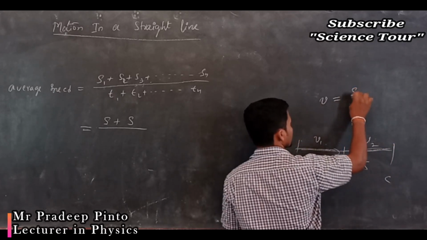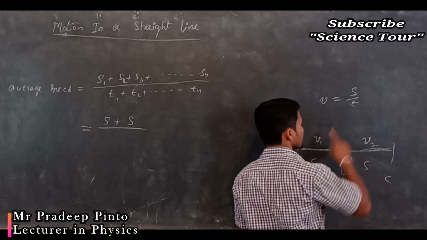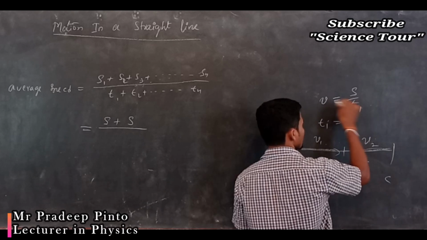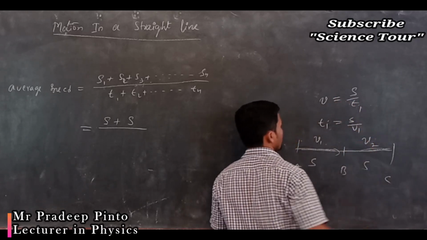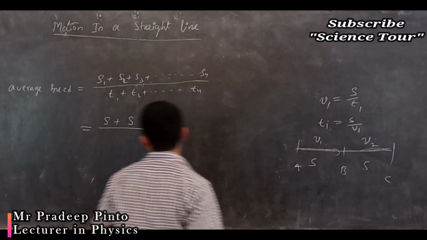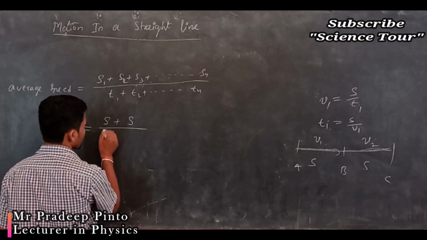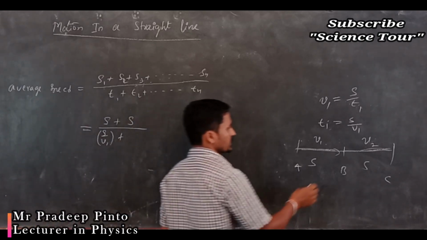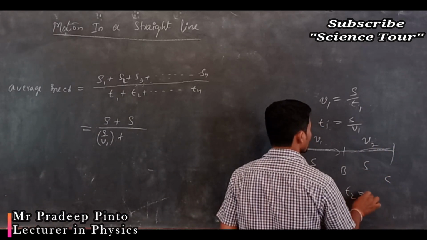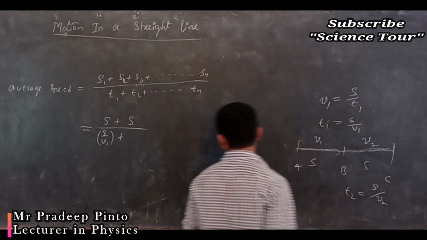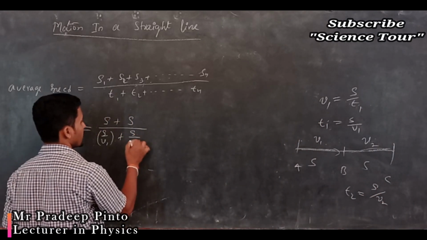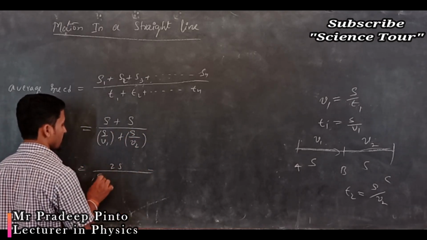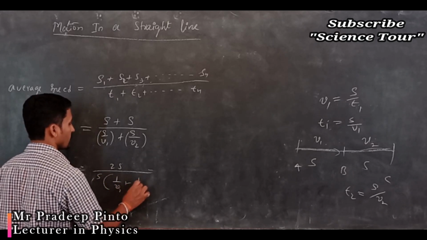Now V means displacement by time. The first distance goes with the first time, so T1 is equal to S divided by V1. Now what can I write down? T1 is nothing but S divided by V1, plus T2, which is S divided by V2. I don't know the time, so I substitute here S divided by V2. S is a common term, so that becomes 2S divided by S into (1 by V1 plus 1 by V2).